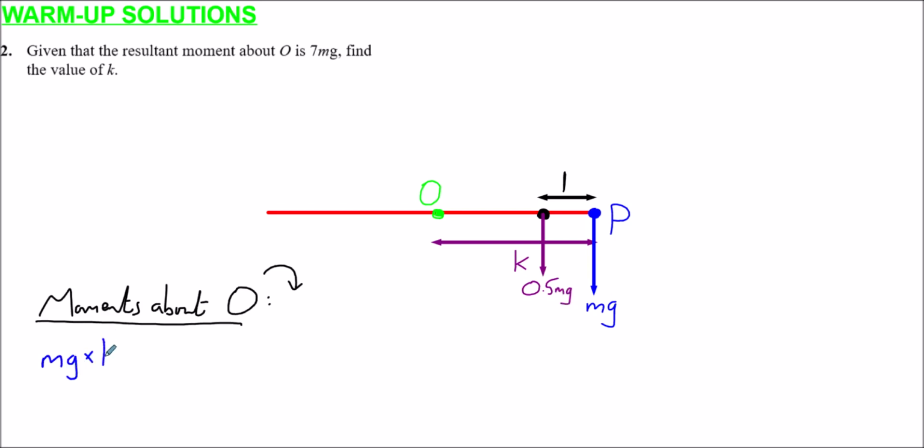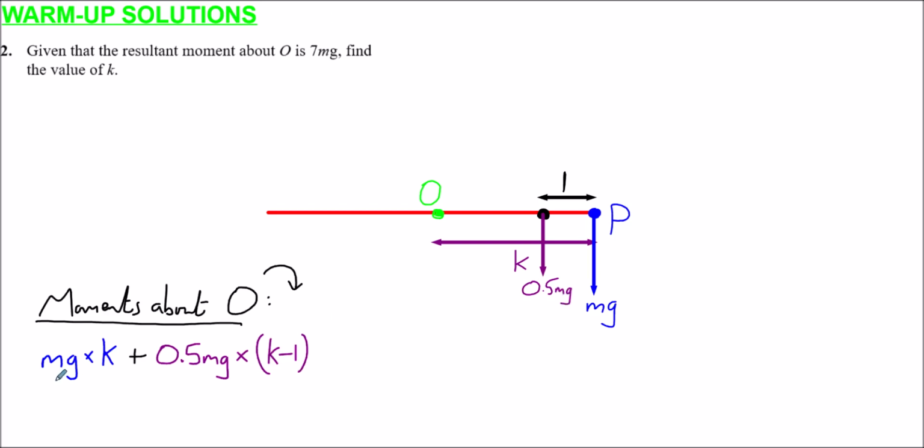Adding on as well, we've got this one, 0.5 mg. 0.5 mg is the magnitude of the force, the size of the weight. However, we need to multiply this not by k, because this one is a bit closer to O. This one here is 1 meter in, so the distance from O is k minus 1.